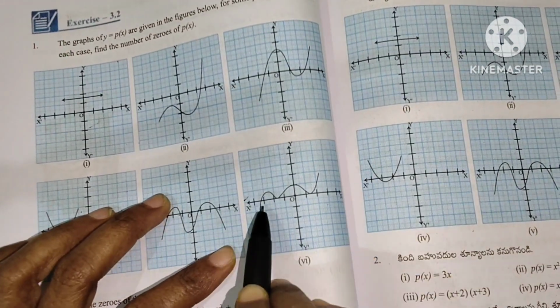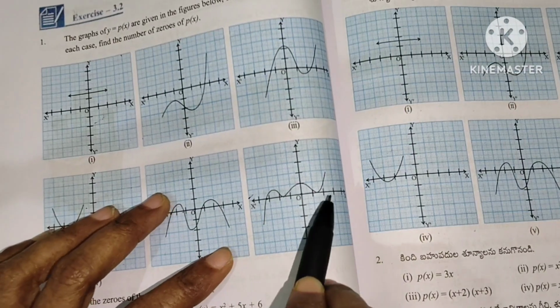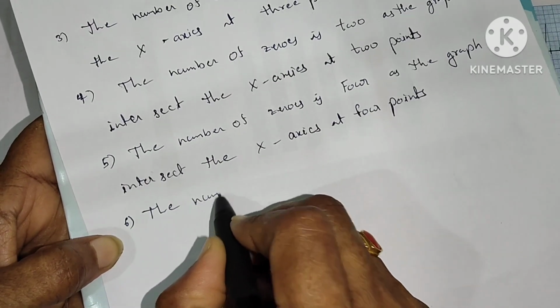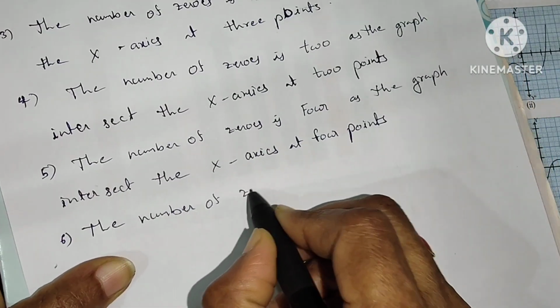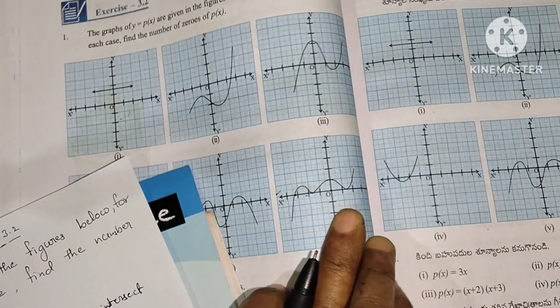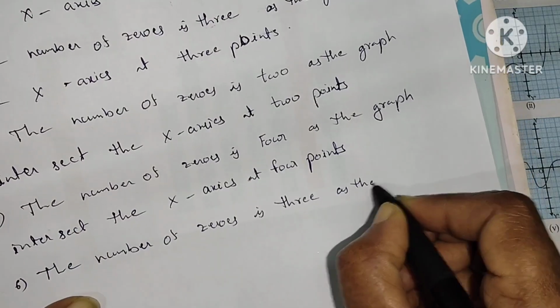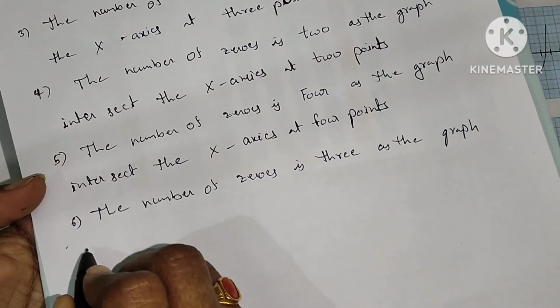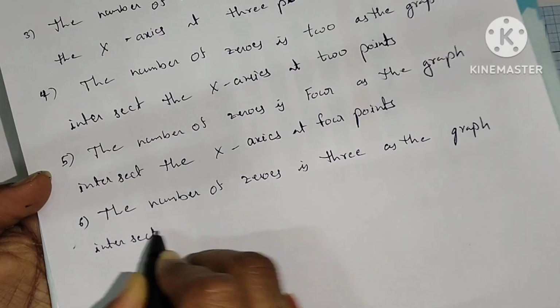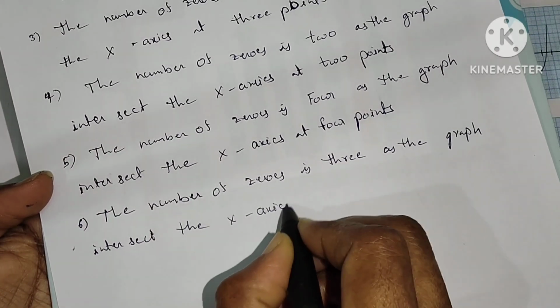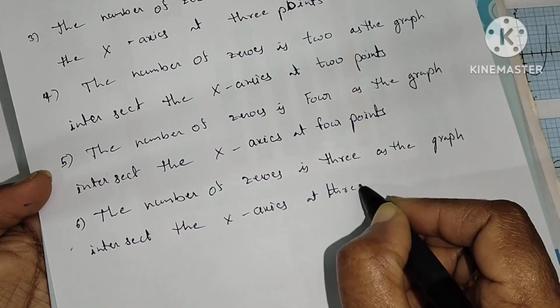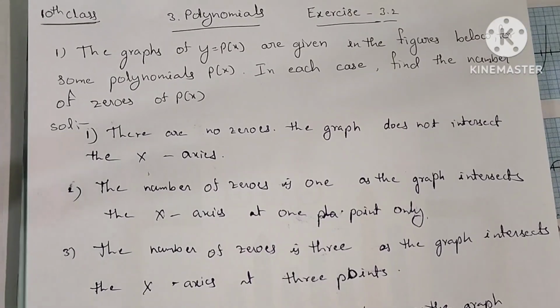Next, the sixth one. Here we observe the sixth one. The given curved line intersects the x axis at 1, 2, 3 points. So we write that the number of zeros is 3, as the graph intersects the x axis at 3 points. So this is the first question's solution.